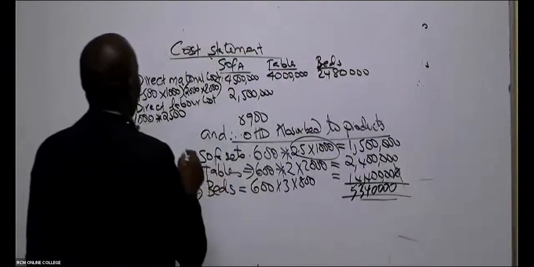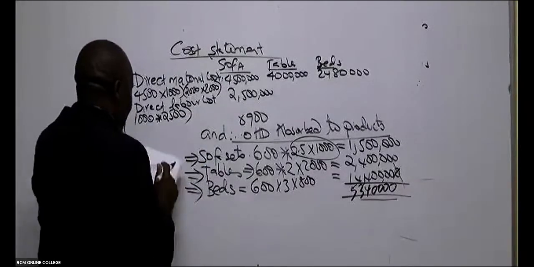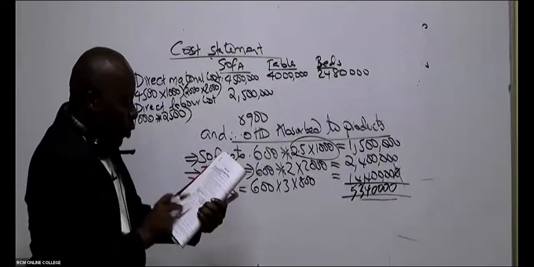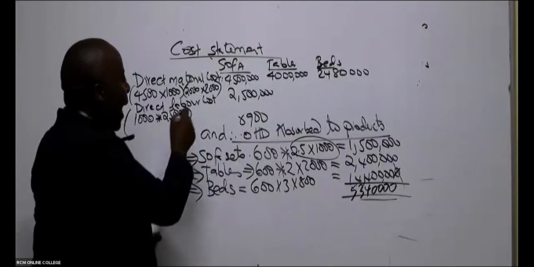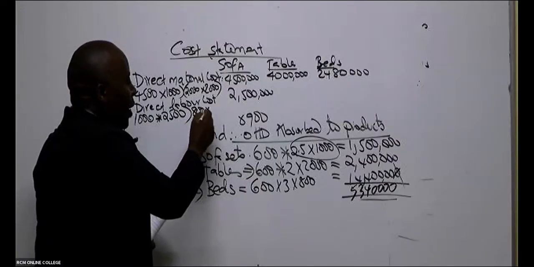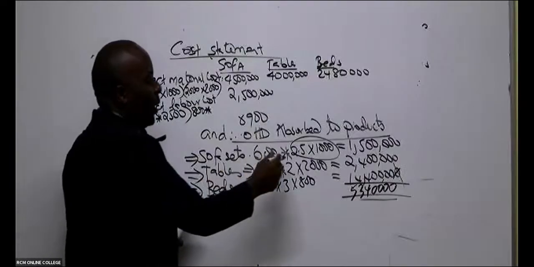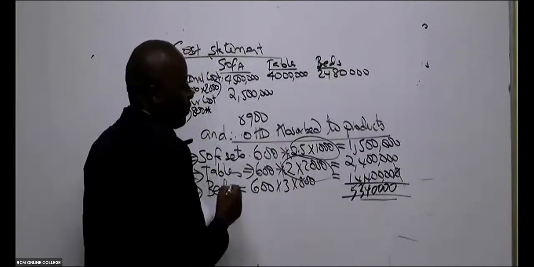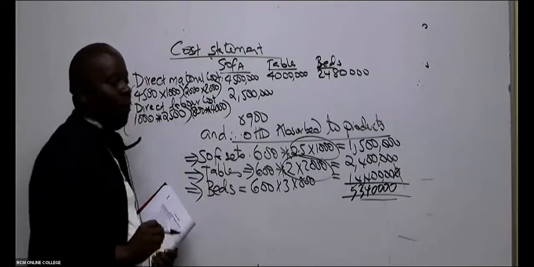All right. Then come and give me, in this case here, for tables. So tables, I can see down there before cost drivers, I have direct labor cost per hour of 800. 800 times the number of hours of the table. Number of hours of the table are here. They are 4,000. So then these will end up giving me how much?